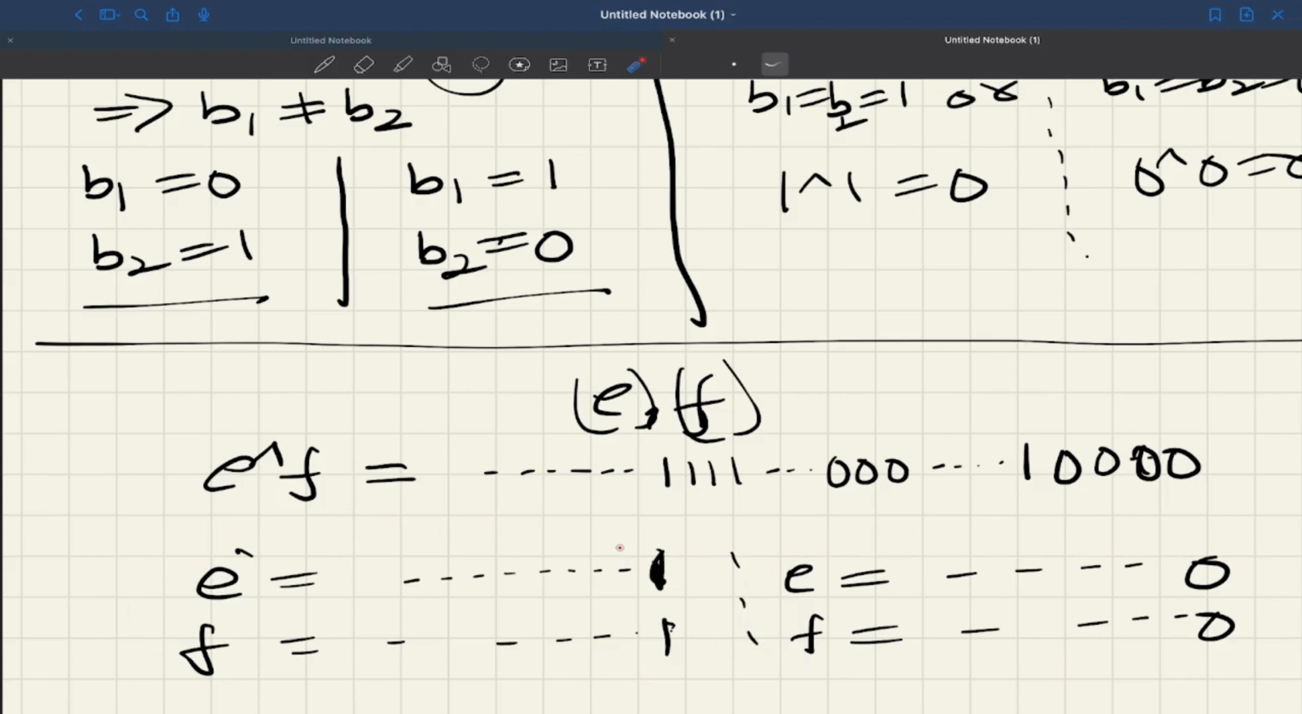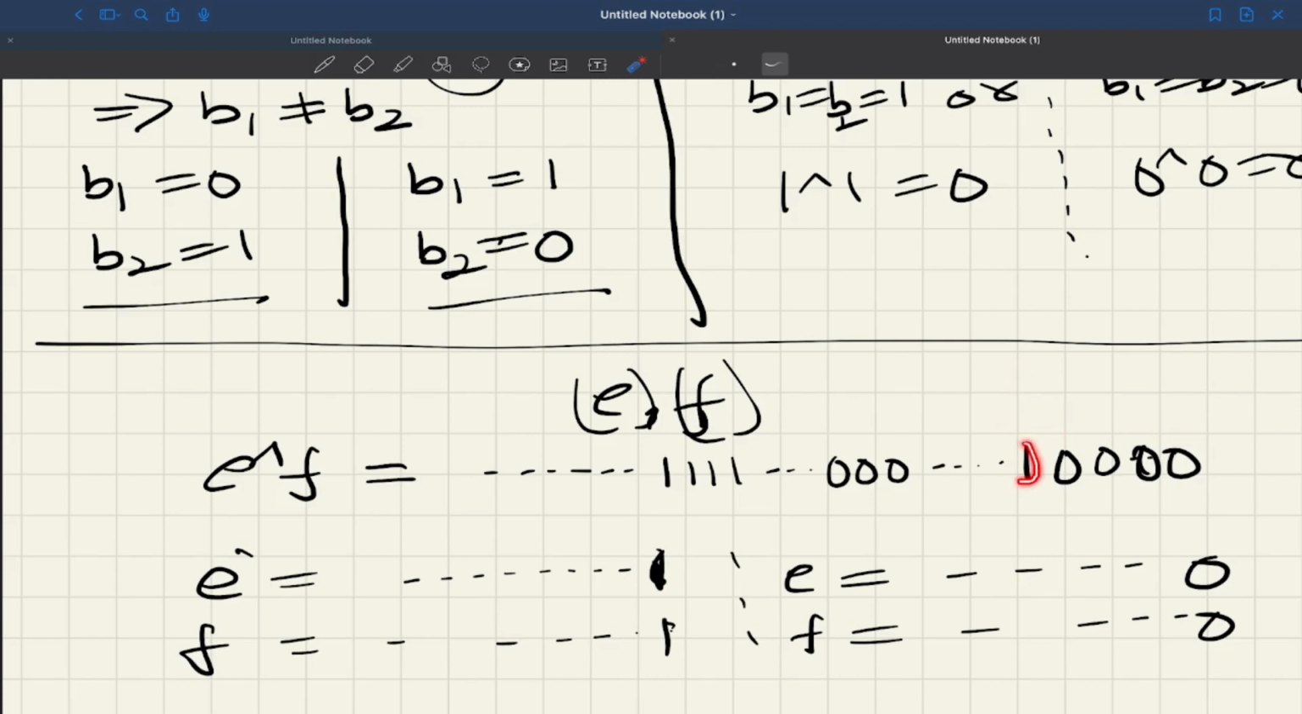Right? Either both end with 1, or both end with 0, because in that case, if I take XOR of these two numbers, I'll get 0 at the rightmost position. Similarly, their last second bit is the same, their last third bit is the same, their last fourth bit is the same, and their last fifth bit. So this is 1, 2, 3, 4, 5.